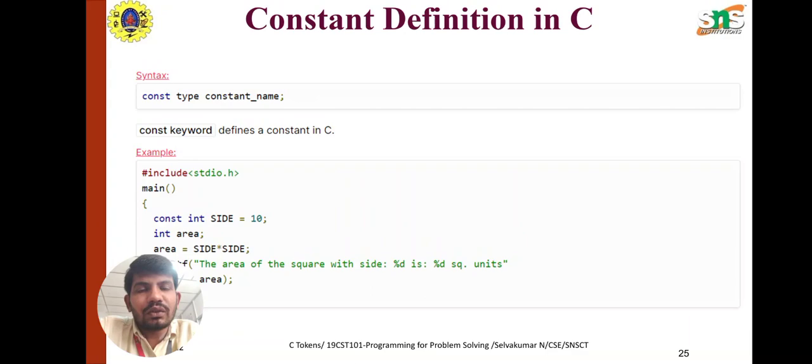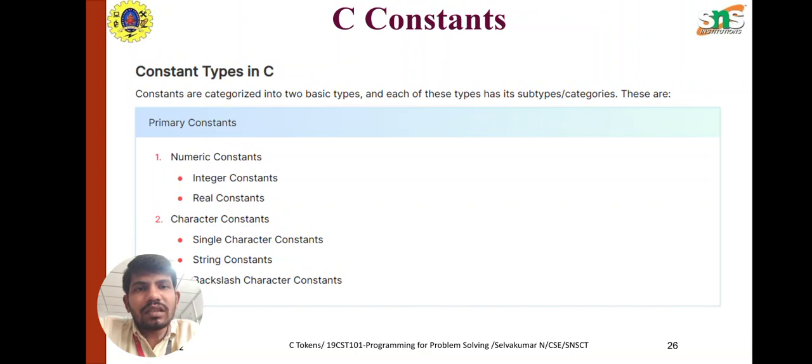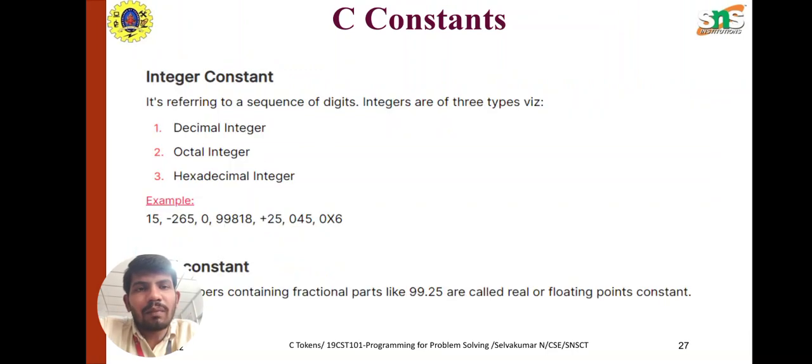This is an example of defining a constant. The syntax is const type CONSTANT_NAME; the const keyword defines a constant in C. For example, include stdio.h and const int. Constant types in C: we have primary constants and character constants. Primary constants contain integer constants and real constants, and character constants contain single character constants, string constants and backslash character constants. Integer constants can be a decimal integer, octal integer or hexadecimal integer.